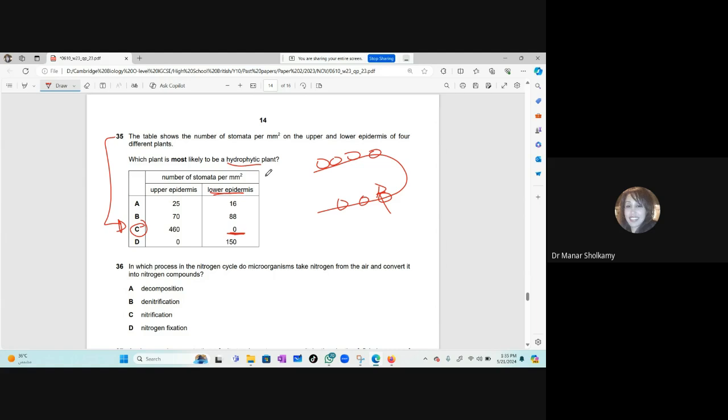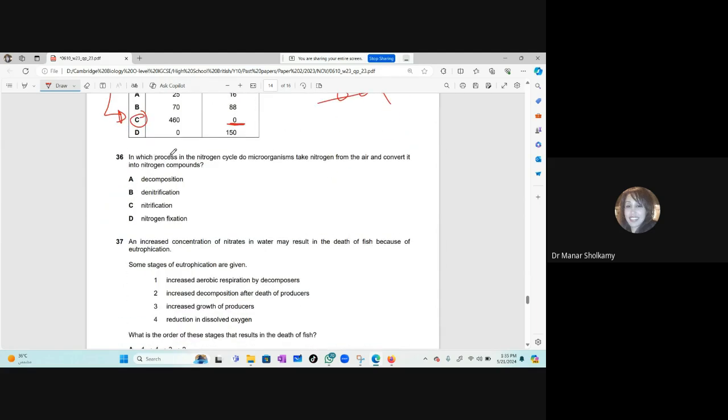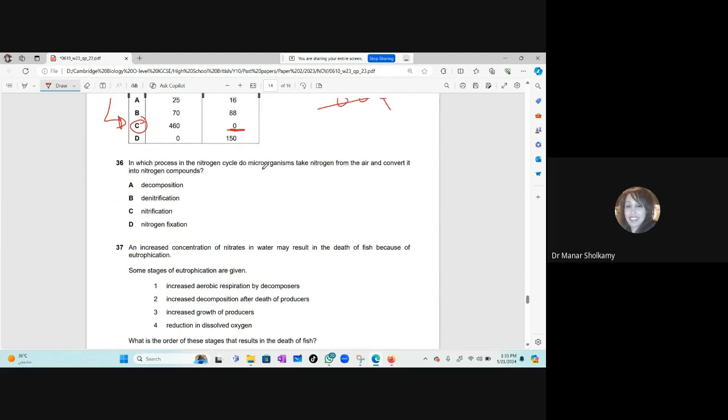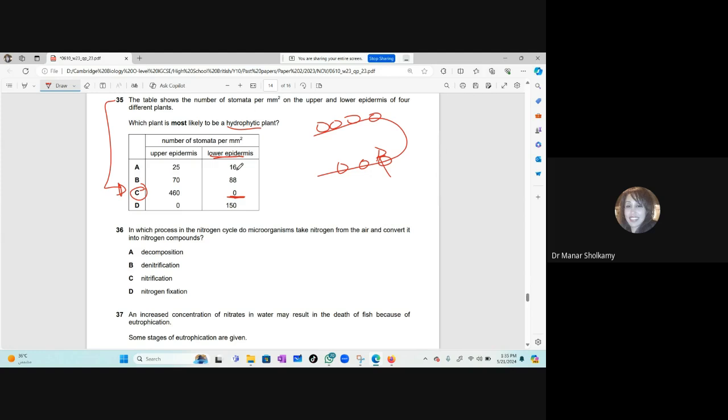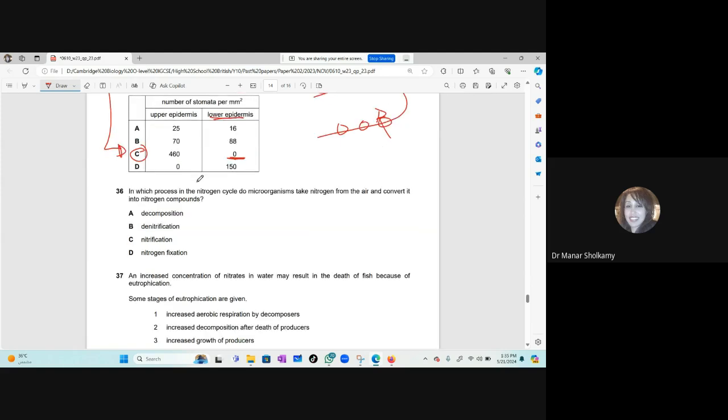So 35 is C. Look, all the last 10 questions are tricky. So if you want to solve exams quickly, solve the last 10 questions, but do this only 2 or 3 days before the exam, okay?